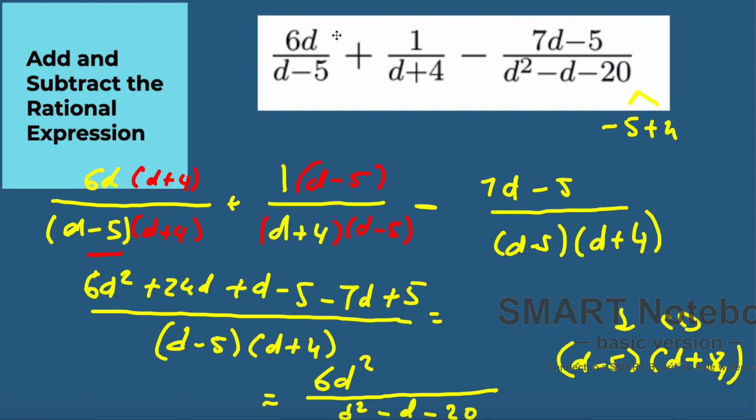And I'm looking at like terms. Among the like terms, we have 24d plus d is 25d, minus 7d is plus 18d. Okay, we have a plus 18d. And looking here, minus 5 plus 5, we can simplify this. This is 0, so we don't have to write it. So the simplest form here is 6d squared plus 18d divided by d squared minus d minus 20.